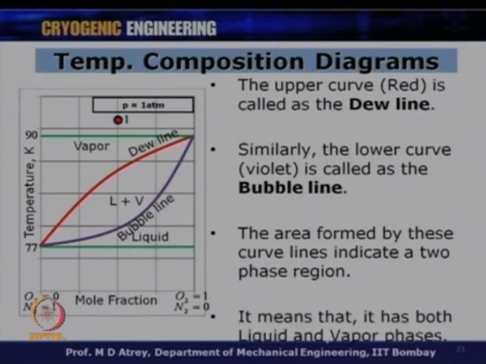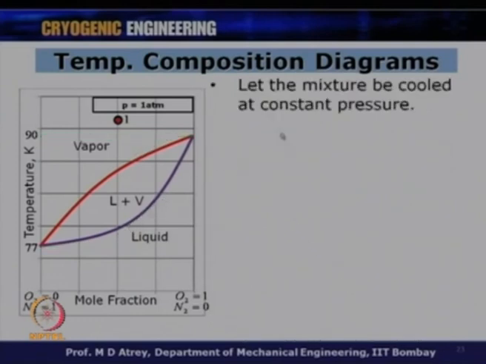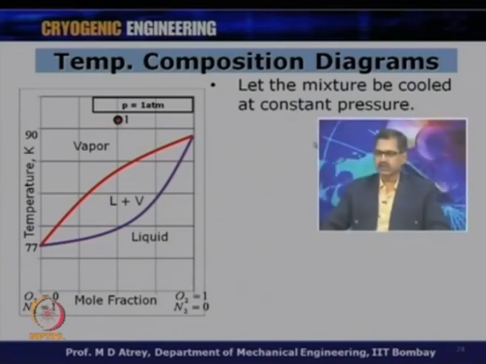It means that it has both liquid and vapor phases. This is what I just talked about. Now, let us see what happens to this point. Let the mixture, which is at 90 plus temperature at this point in time, be cooled at constant pressure, and therefore, I am cooling it down keeping the same molar concentration. I am cooling it from 90 plus temperature to somewhere here, which is at this point, and it hits this dew line, as I said.